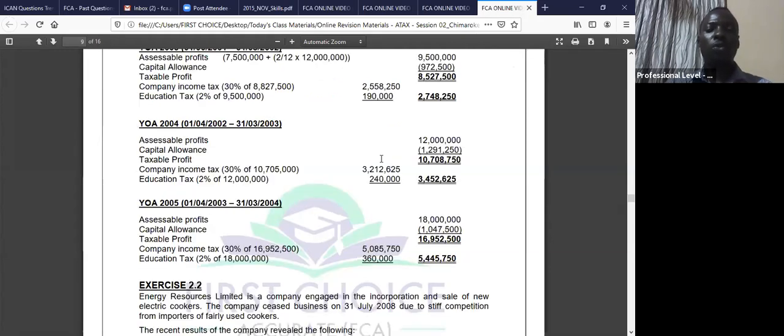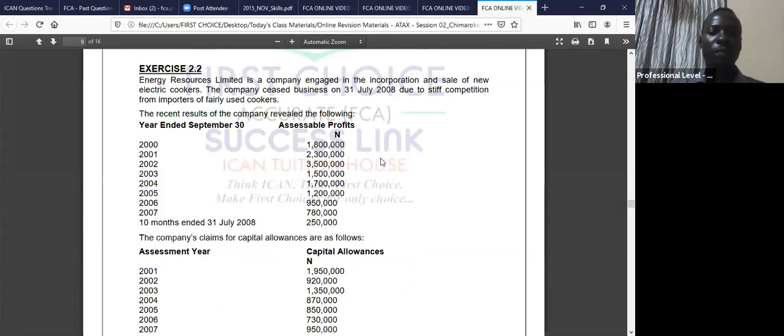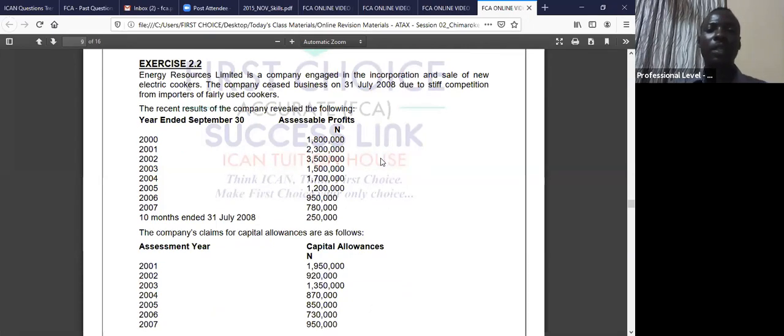In exercise 2.2, we'll still be doing basis period, so you still get it clearer. Exercise 2.2: the company is engaged in the incorporation and sale of new electric cookers. So what are they into? They are not into agricultural company. They are not into manufacturing. So we prorate, we use the restriction 2/3 on their assessable profits.